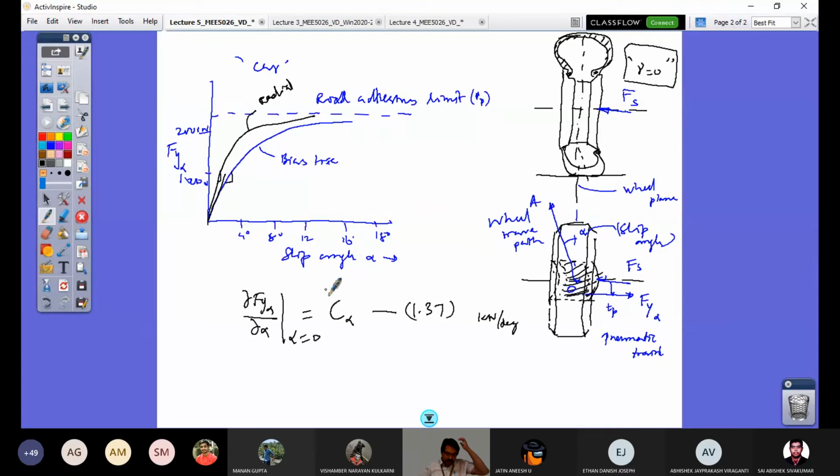Let's go ahead and look at the next, self-aligning torque. Self-aligning torque is because of this pneumatic trail. The pneumatic trail times Fy alpha is my self-aligning torque. So M is given by Fy alpha times Tp. This is your self-aligning torque. I don't number it, as it is not numbered in the textbook either.